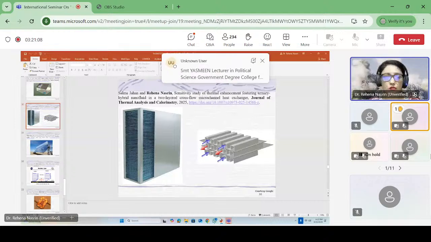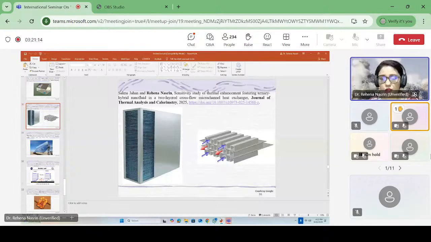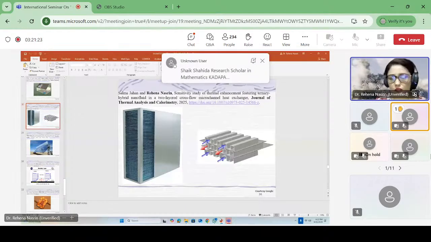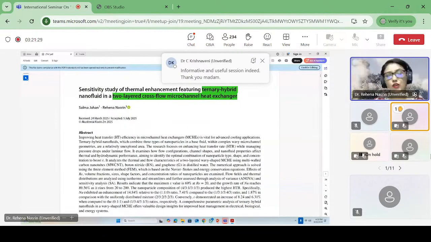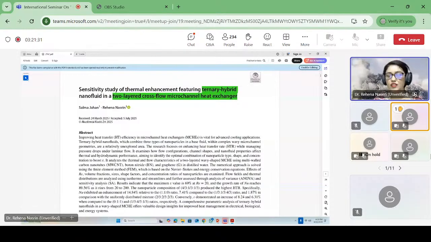So I'm going to show another research work. Sorry, I'm just zooming out. This is a two-layered cross-flow microchannel heat exchanger with ternary hybrid nanofluid. Here we also use 3 types of nanoparticles, and a sensitivity study was also conducted by response surface methodology. It's a statistical analysis. After conducting numerical analysis, or CFD, computational fluid dynamics analysis, we can get a lot more data, and then we can perform statistical analysis also.